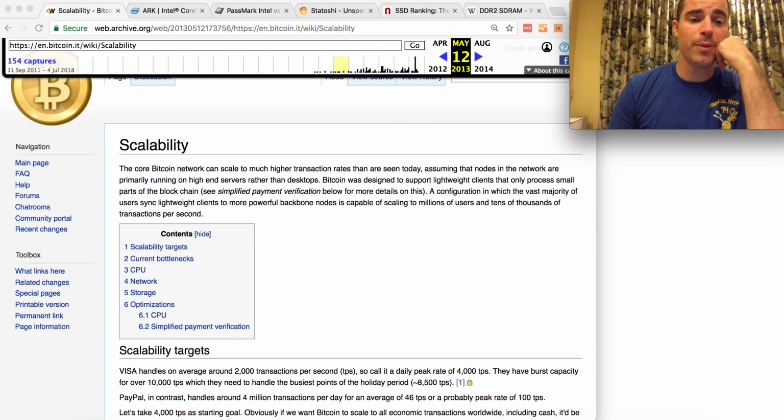So the title is Scalability, and it says, the core Bitcoin network can scale to much higher transaction rates than are seen today, assuming that nodes in the network are primarily running on high-end servers rather than desktops. Bitcoin was designed to support lightweight clients that only process small parts of the blockchain. See Simplified Payment Verification, also known as SPV, below for more details on this. A configuration in which the vast majority of users sync lightweight clients to more powerful backbone nodes is capable of scaling to millions of users and tens of thousands of transactions per second.